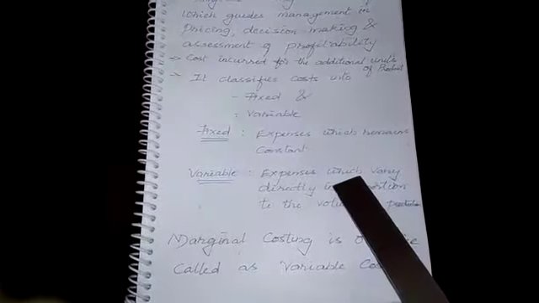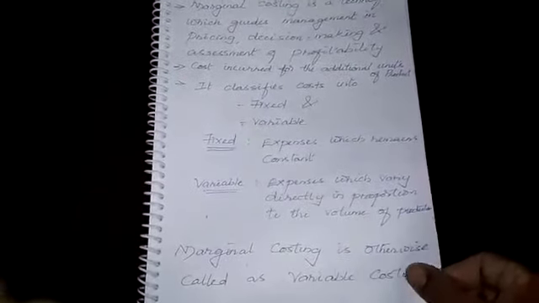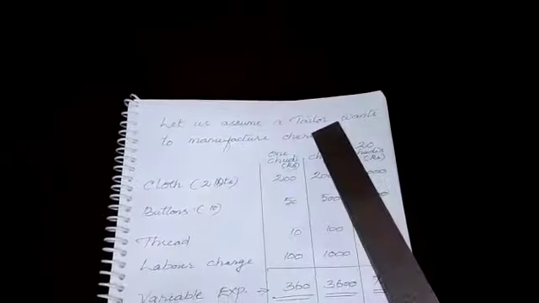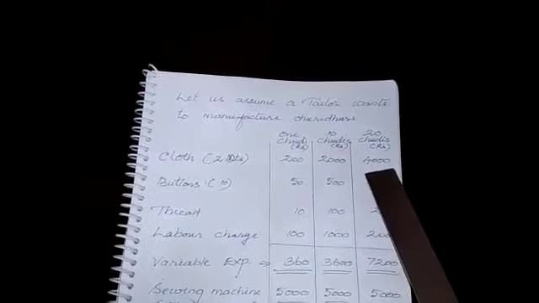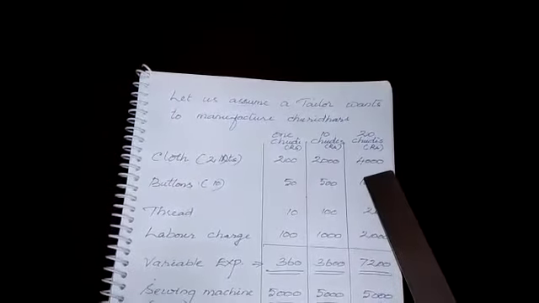With the help of data, I'll explain what is variable cost and what is fixed cost. Listen, let us assume a tailor wants to manufacture churidars. 3 situations I have taken into consideration in this data. First one, 1 chudi. Second one, 10 chudis. Third one, 20 chudis is going to manufacture.